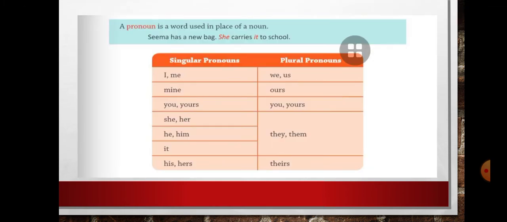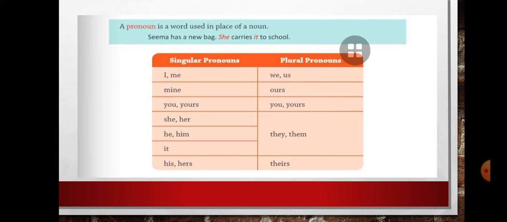So, children, a pronoun is a word used in place of a noun. A pronoun is a word used in place of a noun. And you know that a noun is the name of a thing, person, place, or animal, and pronouns are used in place of nouns. Look at the example.